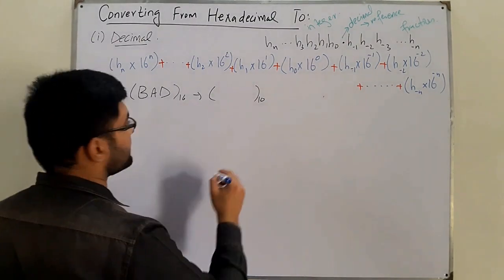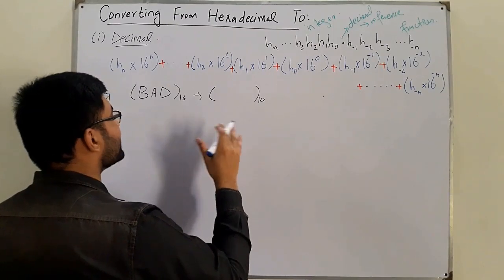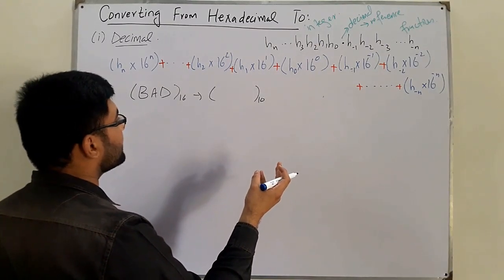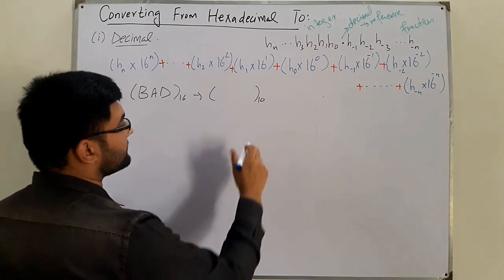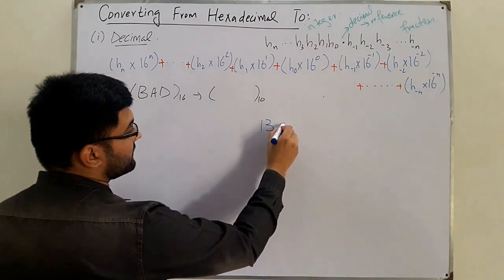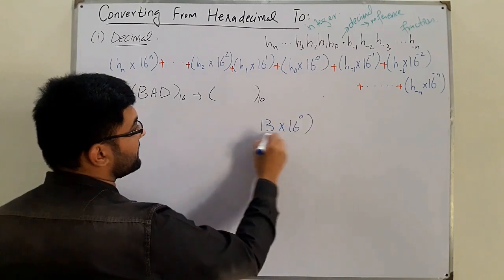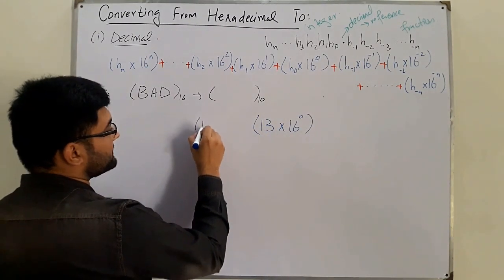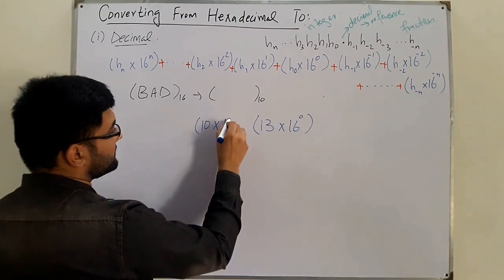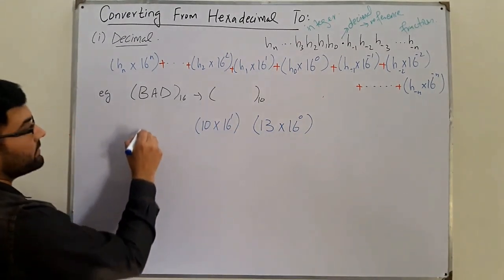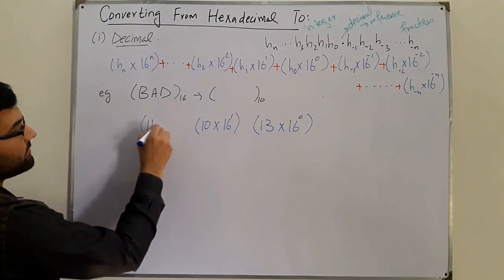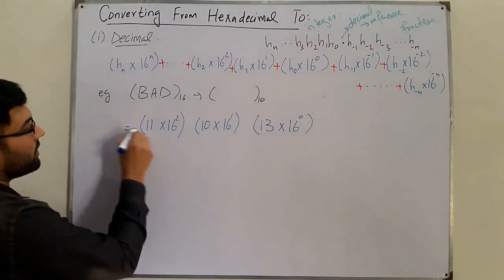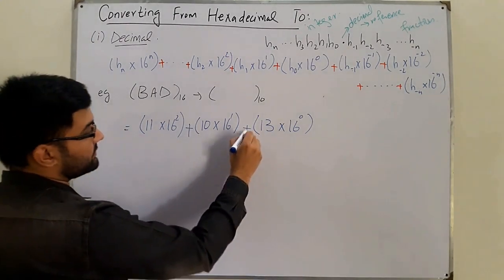D is first, and D is what? A is 10, B is 11, C is 12, D is 13. 13 is multiplied with 16 to the power 0. Then we have A, which is 10, multiplied to 16 to the power 1. And then we have B, which is 11, and this is multiplied to 16 to the power 2. And these three of them are added.